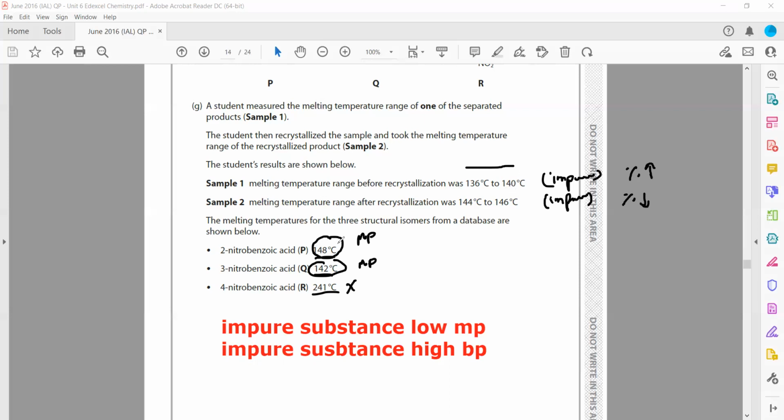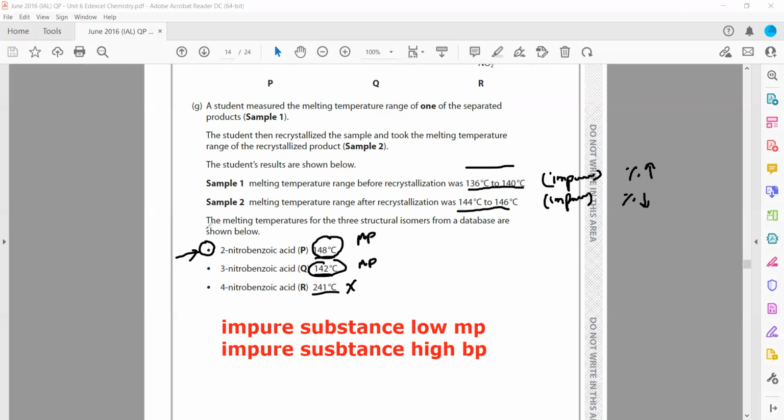Whenever a substance is impure, its melting point should be lower than the melting point of the pure substance. So when we check P, this range 136 to 140 is less than the melting point of the pure substance. 144 to 146 is also less than the melting point of the pure substance. So that's why the 2-nitrobenzoic acid, P, is the right answer.